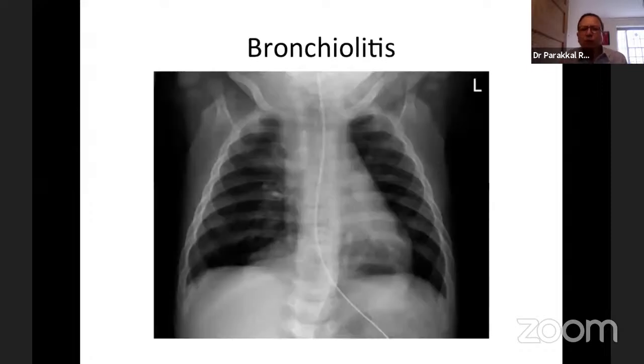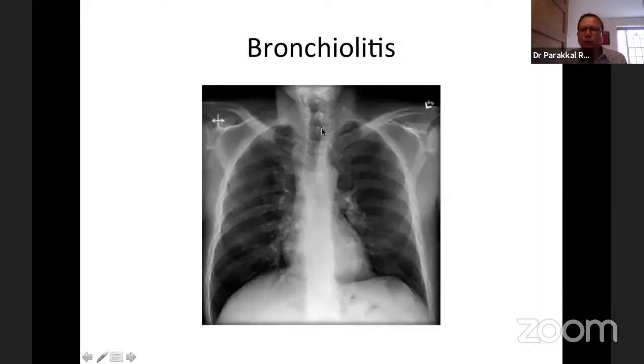The next question we want to look at is bronchiolitis in children. Again, bronchiolitis is a very non-specific one because, for example, in this case, all you have is hyperinflation. And if you look, there's narrowing of the cardiac shadow because of the hyperinflation of the lung. And you can see this patient's got an NG tube as well, because obviously the patient is struggling to breathe.